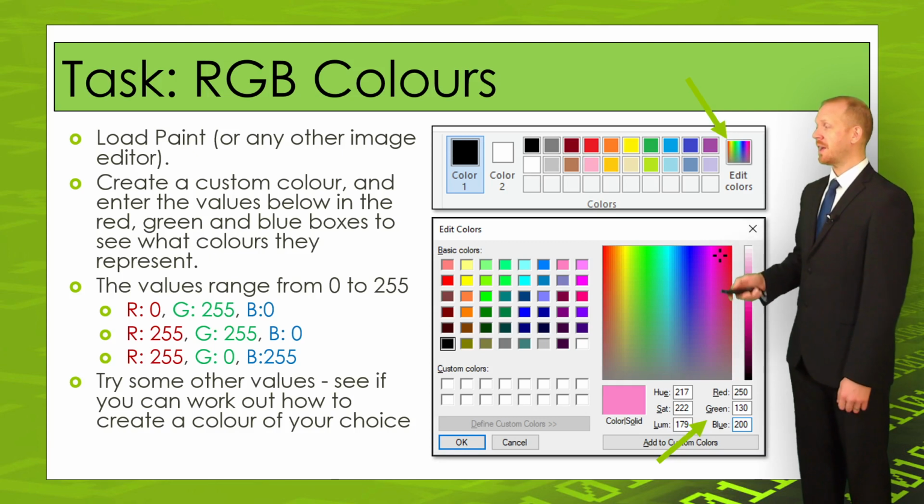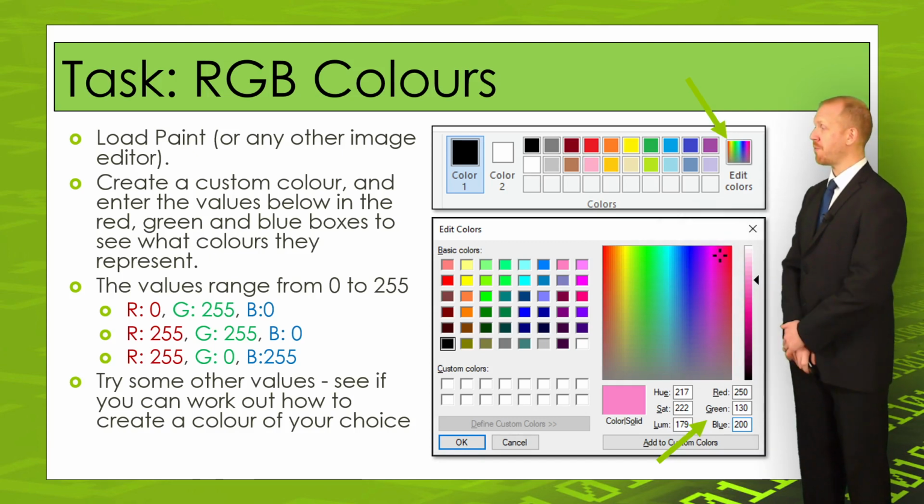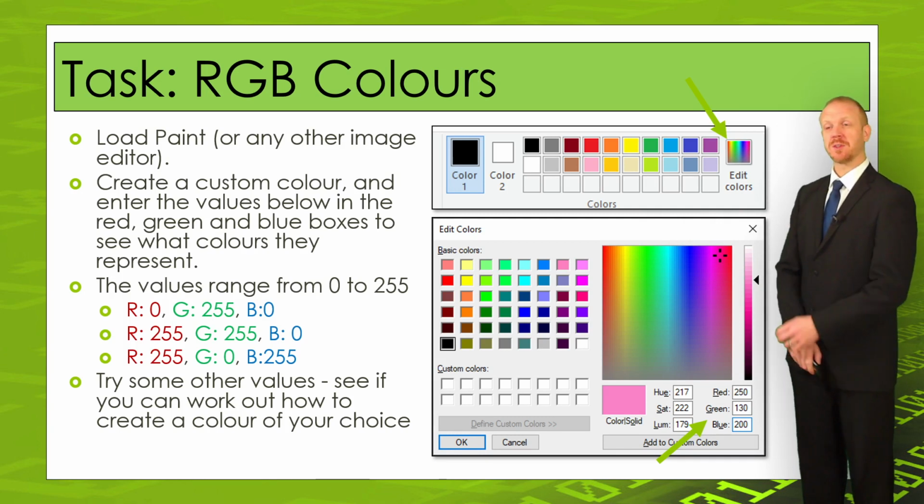How would you get an orangey colour? If we look on that chart here, it's a mixture of red and yellow. So if you put a lot of red and less green, see if that ends up with orange.